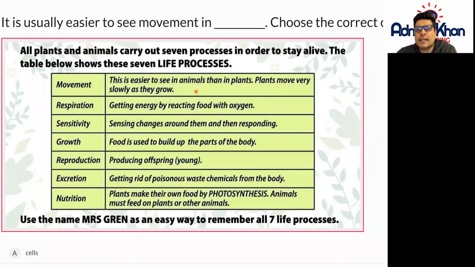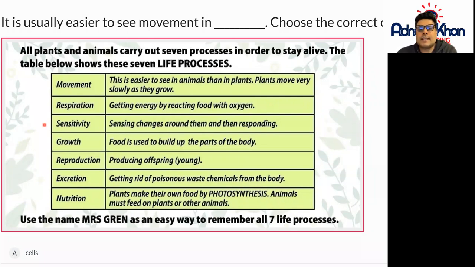This is easier to see in animals than in plants because plants move very slowly as they grow, whereas animals and human beings are moving all the time. Respiration, number 2, getting energy by reacting food with oxygen. So respiration happens when our cells break down food and we gain energy and oxygen from them.